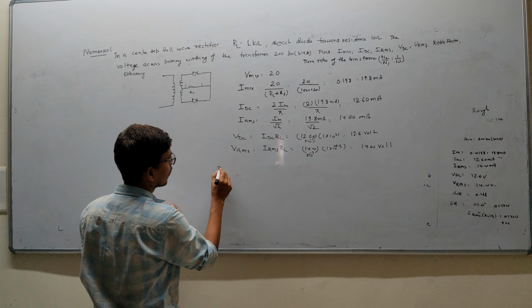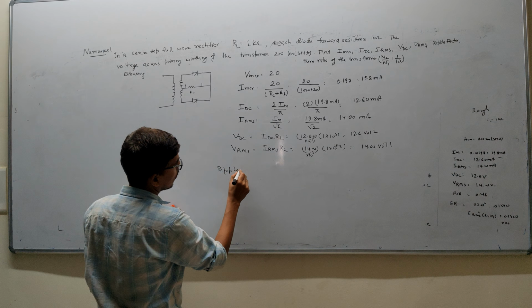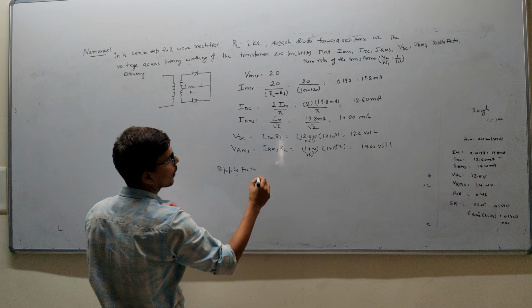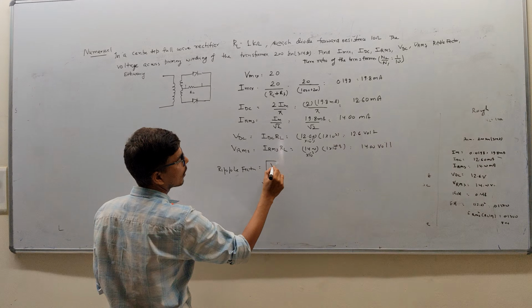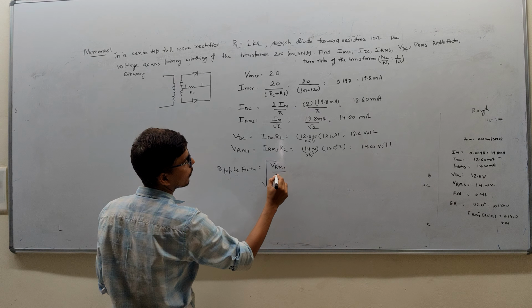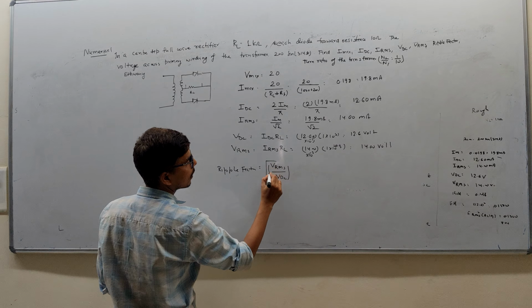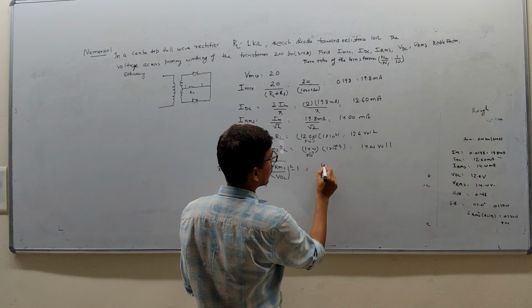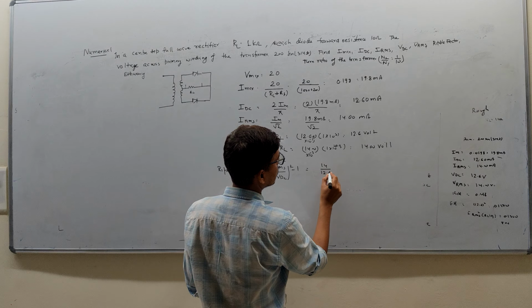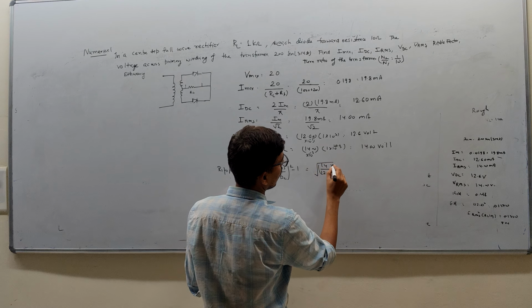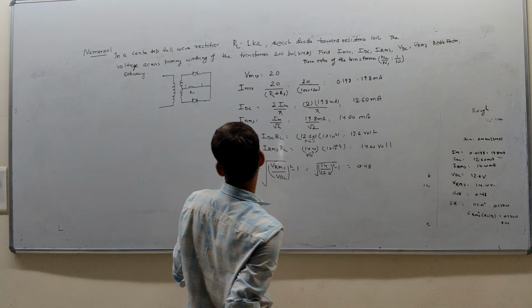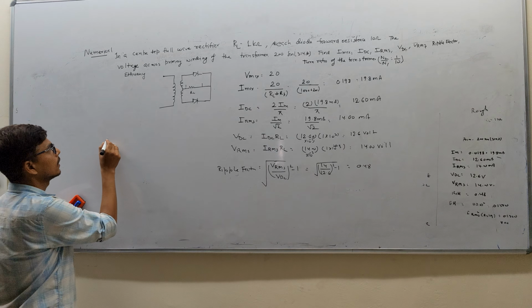Now the ripple factor. You can calculate it either from the voltage or the current. I am calculating from voltage. It comes out to be the square root of VRMS 14 upon 12.6 whole square minus 1, which is 0.48. Now efficiency.